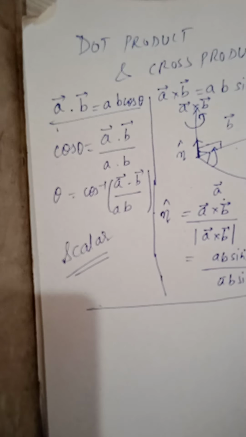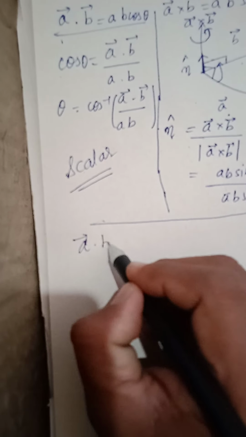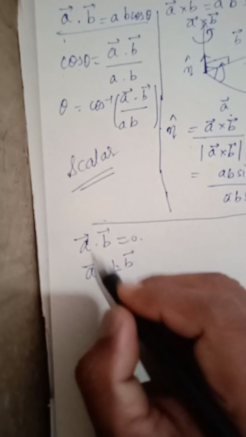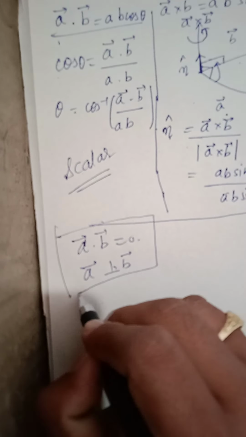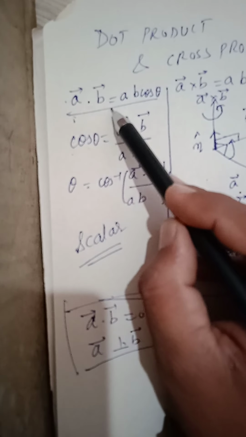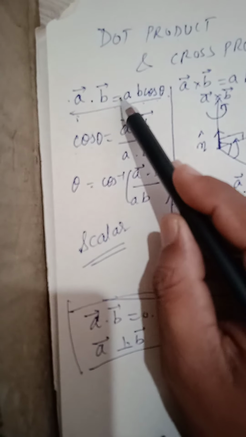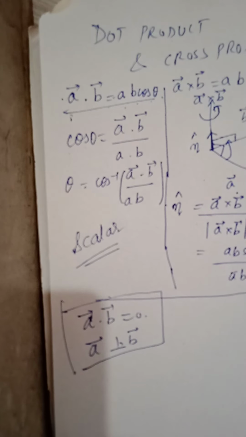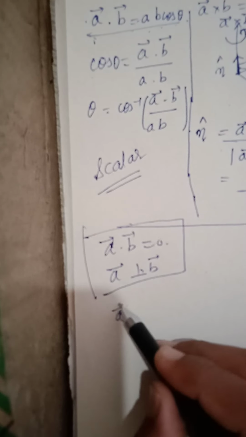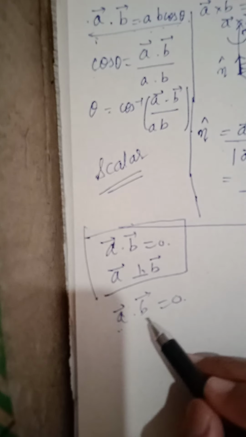Now there can be certain questions. You should also see that if two vectors are perpendicular, a dot b will be 0. So a perpendicular to b, then a dot b will be 0. In the definition of dot product, it is clear that for two non-zero vectors a dot b is defined as ab into cos theta. But does it mean that if a dot b is 0, either a should be 0 or b should be 0?